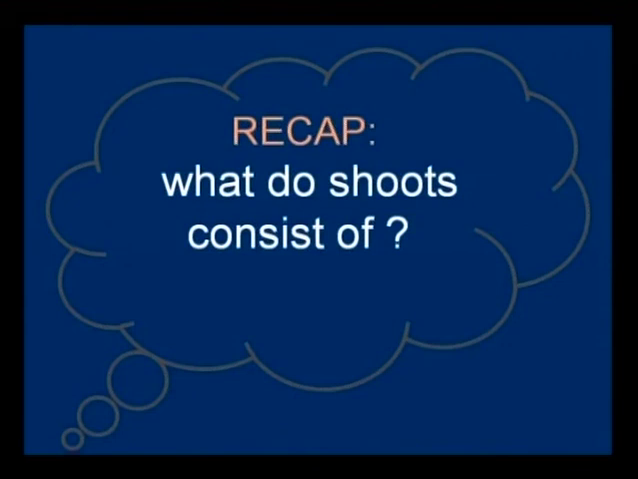Now, recapping on our previous lesson, our recap. What do shoots consist of? In our previous lesson, two groups did not complete the chart that we had. So in this recap, we are going to see what the shoots consist of. We are going to ask the groups that did not complete to come and complete the chart that we have on the board.